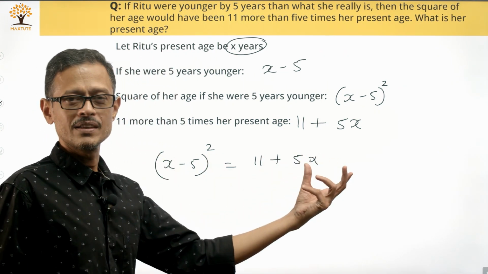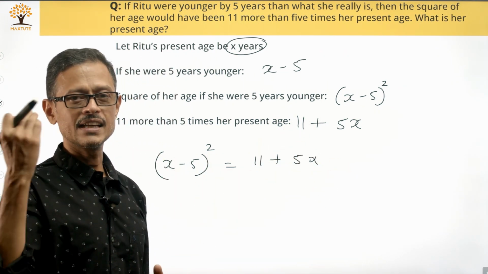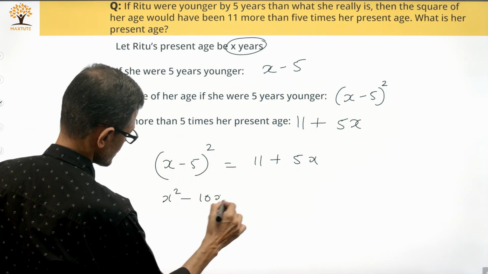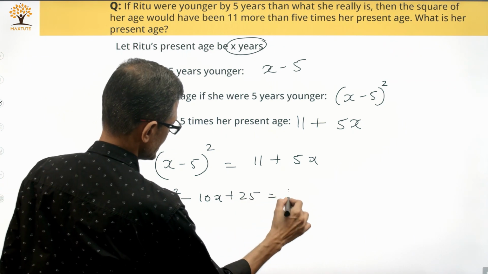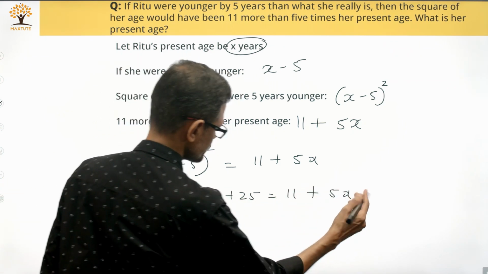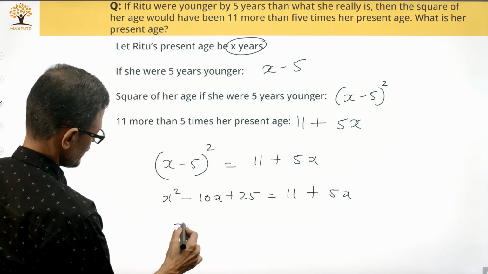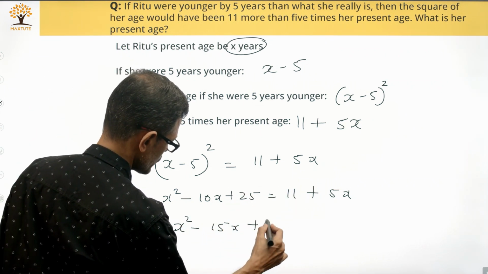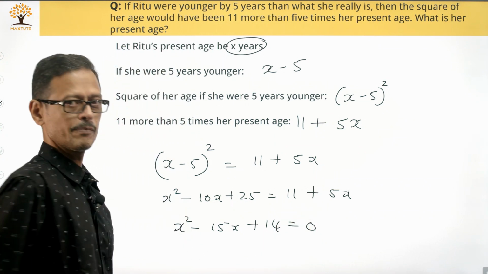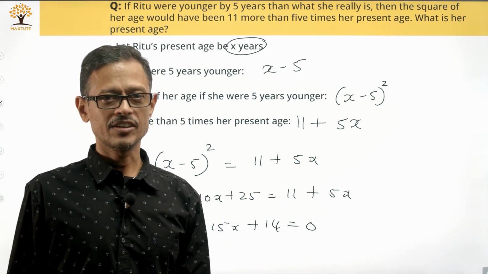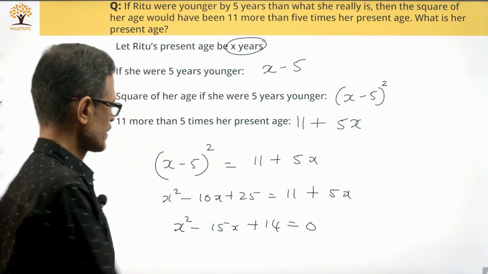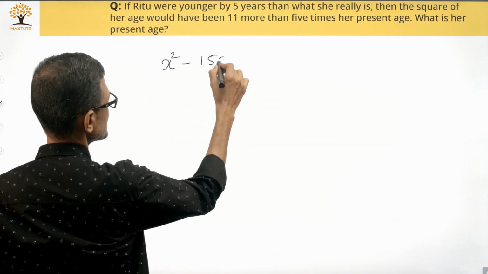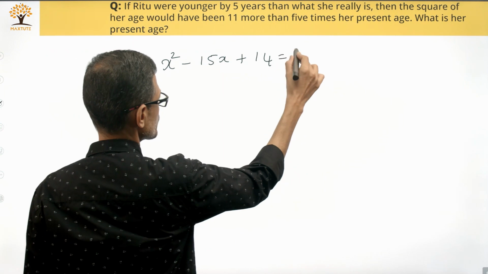Let's expand this and simplify it. So we'll see a quadratic equation in the process. So this is X square minus 10X plus 25 is equal to 11 plus 5X. Take all terms to one side. So you'll have X square minus 15X, 25 minus 11 is equal to plus 14, equal to 0. So now we have a typical quadratic equation. It's a factorizable quadratic equation. Let's take it to the next slide. So X square minus 15X plus 14 is equal to 0.